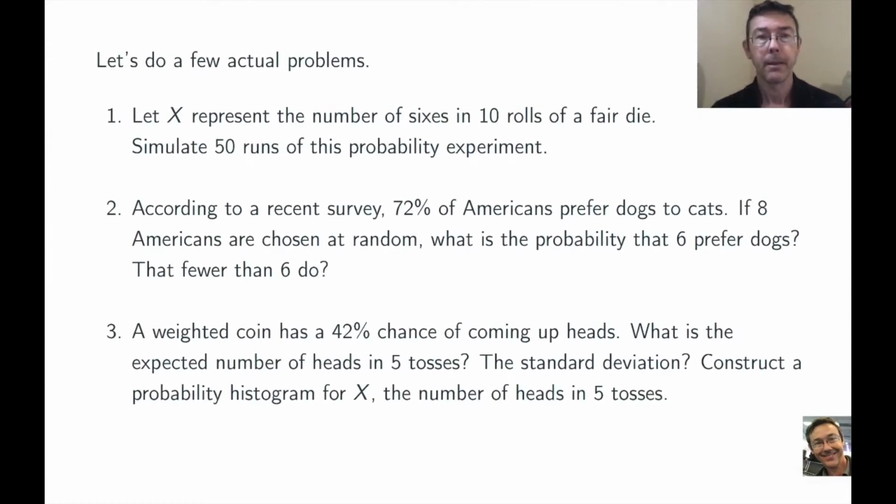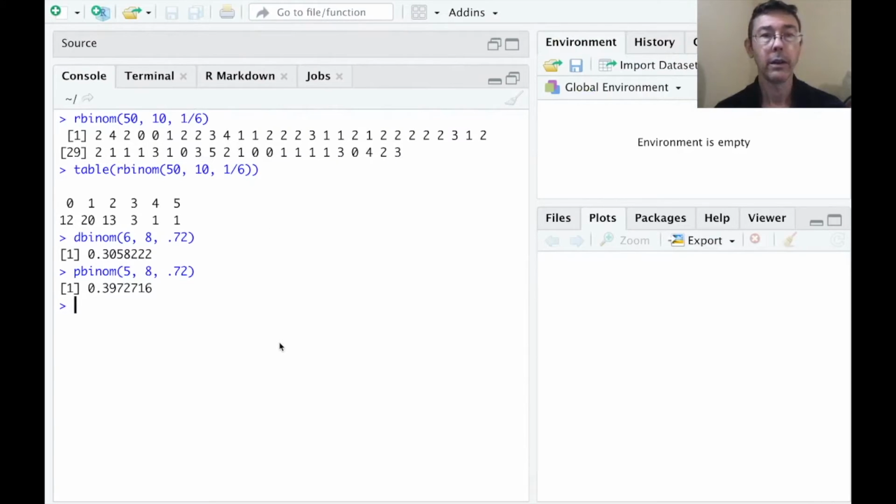Problem 3. A weighted coin has a 42% chance of coming up heads. What's the expected number of heads in 5 tosses? The standard deviation? Construct a probability histogram for this random variable representing the number of heads in 5 tosses. So we're in the binomial distribution with size n and probability 0.42 of success. So let's generate the discrete probability distribution here, compute the mean and standard deviation, and then get that histogram.